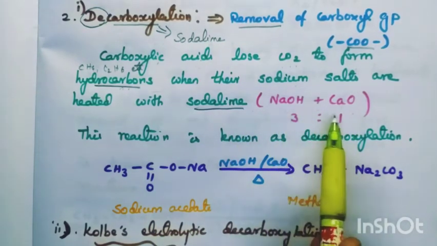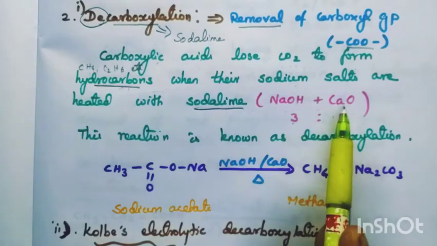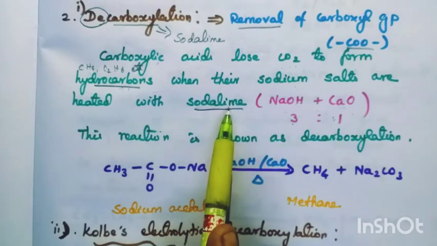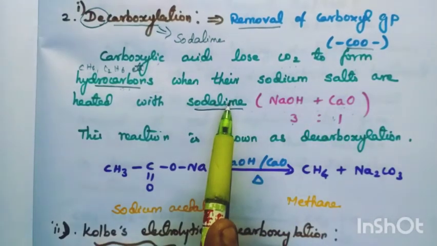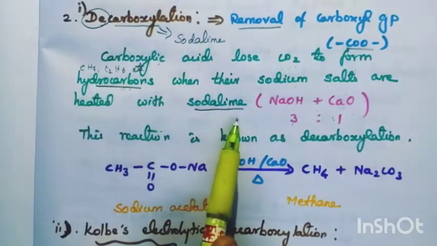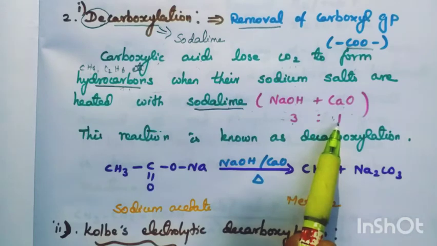NaOH is taken in 3 parts and CaO is taken in 1 part. This mixture is called soda lime, and this is a decarboxylation reagent. Normal decarboxylation takes place with soda lime. Soda lime is nothing but a mixture of NaOH and CaO in the ratio 3:1.